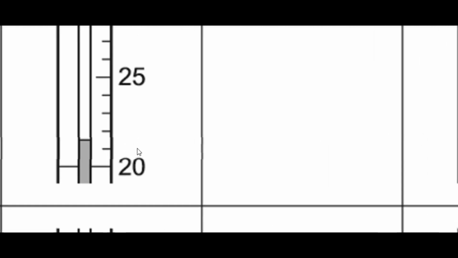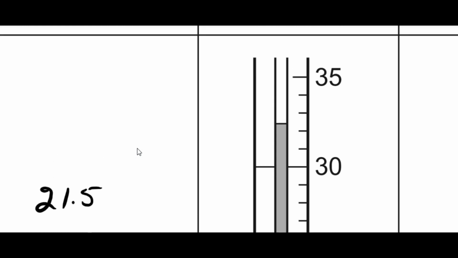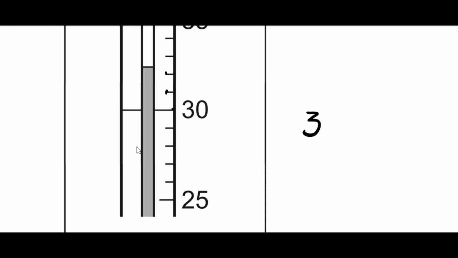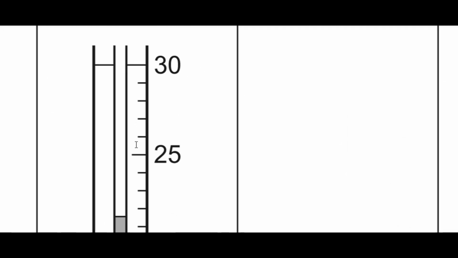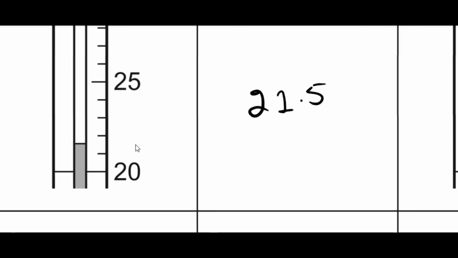This temperature is between 21 and 22. It is greater than 21 and less than 22, so it is 21.5. 30, 31, 32. It is more than 32, but less than 33, so it is 32.5. This temperature is again above 21, but below 22, so it is 21.5 Celsius.